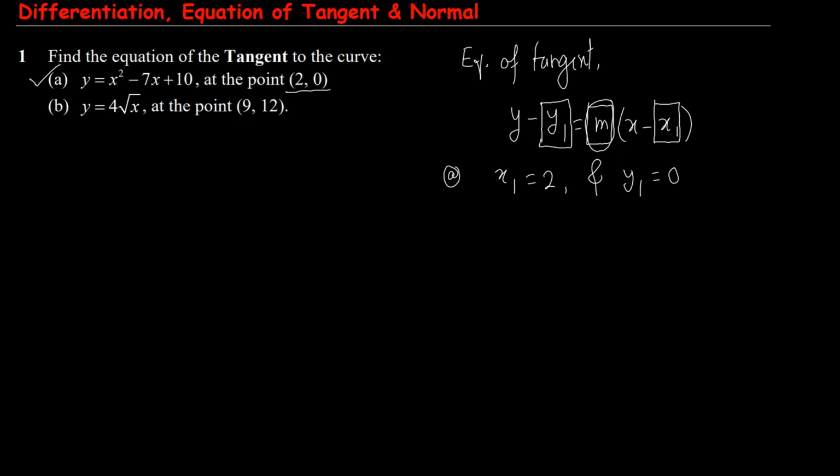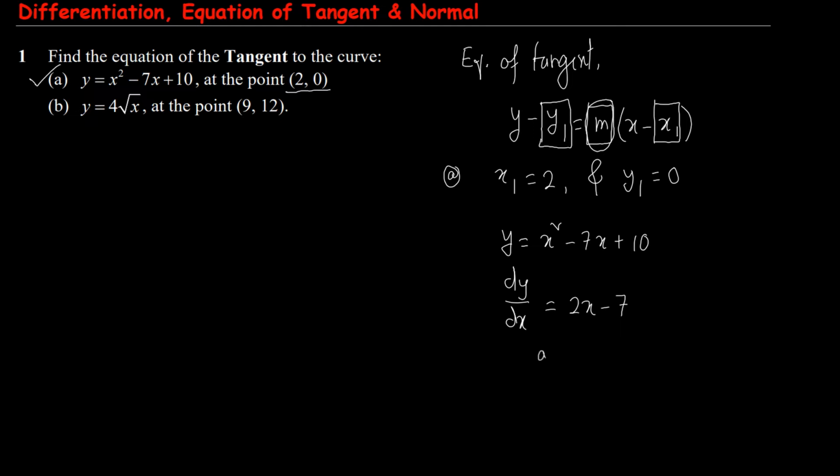So let me differentiate. The equation is given here: y equals x squared minus 7x plus 10. Let me differentiate to get dy by dx. We know from our previous working that differentiation gives us 2x minus 7. I'm not going to discuss elaborately how differentiation works. If you want to see my previous work, you can see how to differentiate the normal equation.